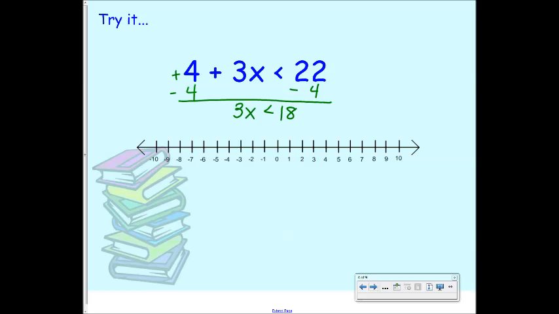To finish that off, I'm going to divide by 3 on both sides, and I end up with x is less than 6. So x is less than 6. To graph this, I put an open circle at 6, and then my arrow is going to go this way because x is less than 6.